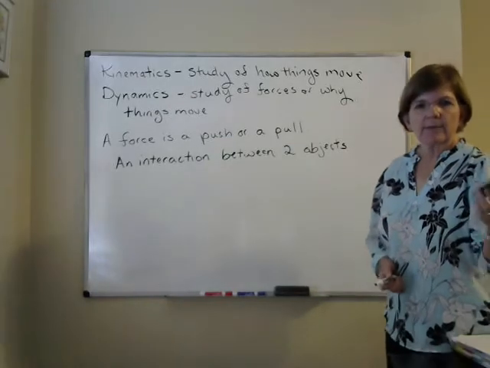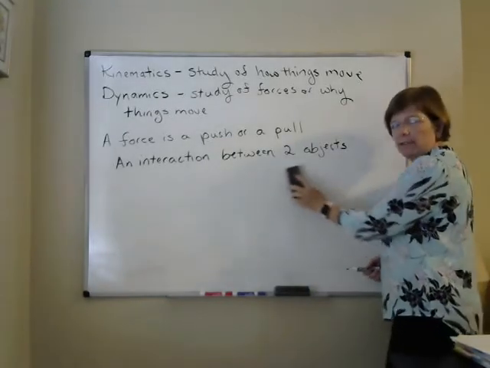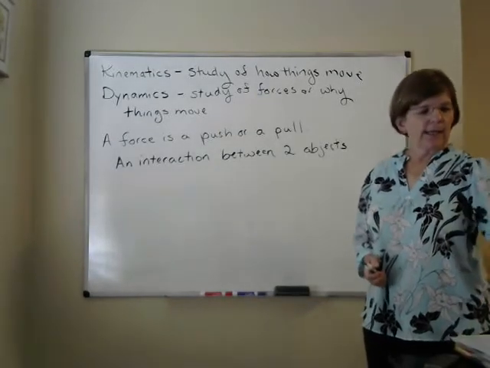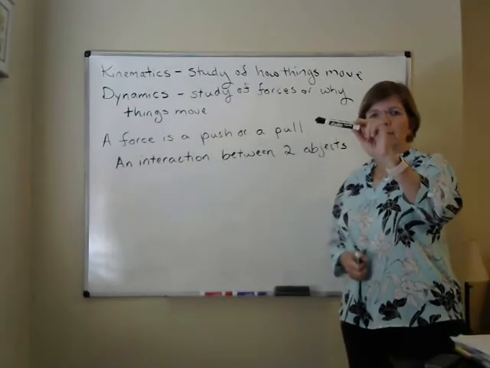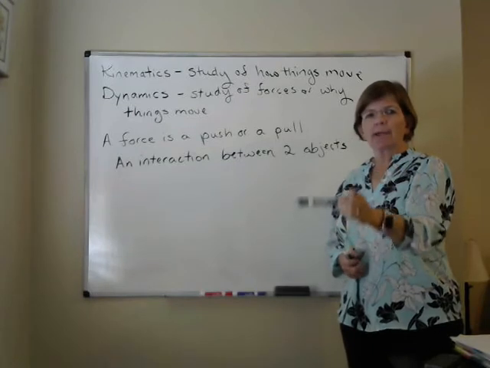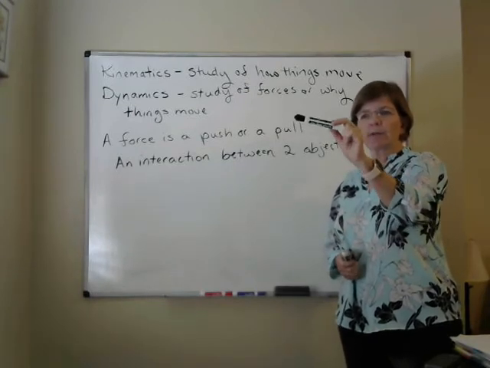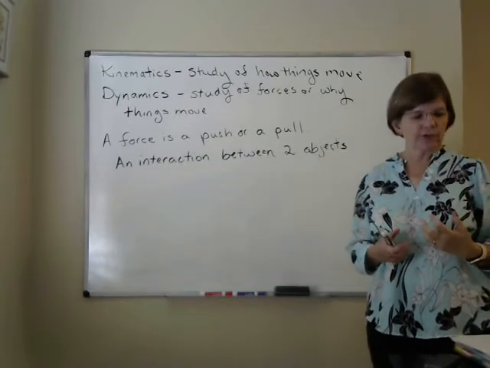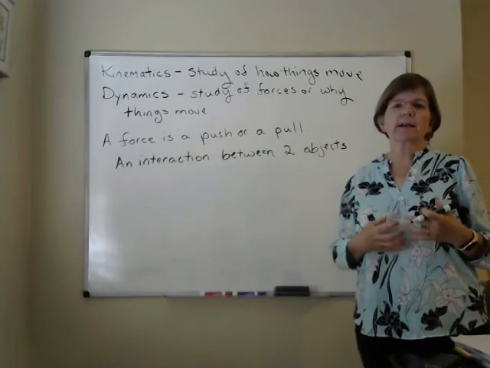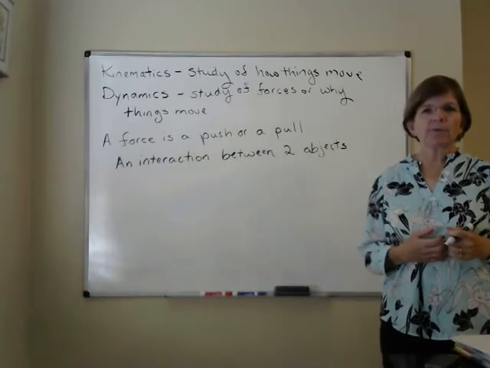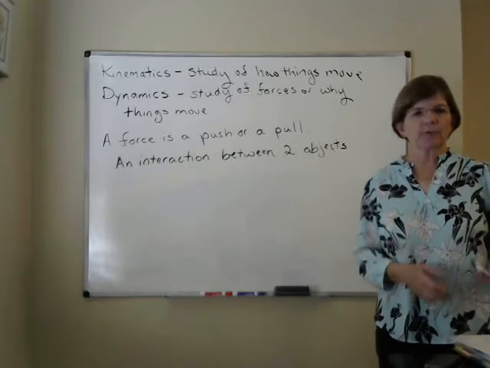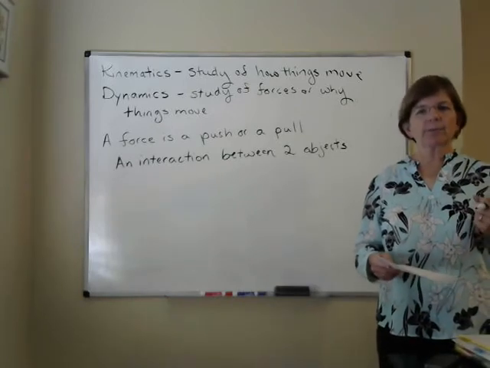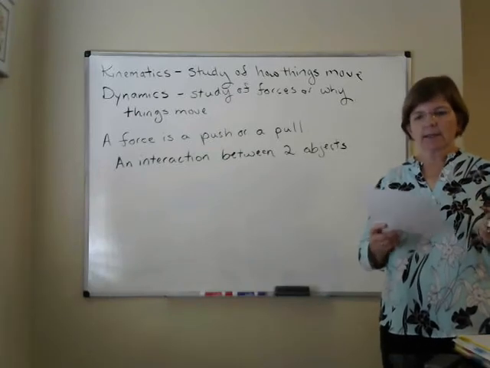If I push on this eraser, there's an interaction between me and the eraser. If I drop this marker, it will fall because there's an interaction between the marker and the earth. We call that a gravitational attraction. There's lots of different kinds of forces, but every force involves an interaction between two objects. Every force is felt as either something pushing or pulling an object.